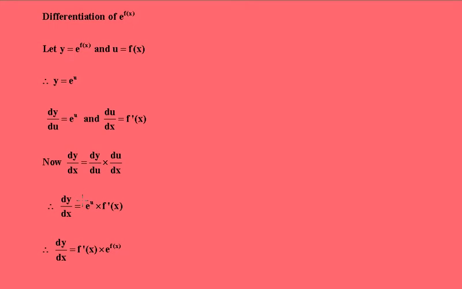All we have to do is replace that dy du with e to the u, which we've worked out here, and of course our du dx is f dash x. Now u is, of course, f of x, so we can replace u with f of x, and we have the very important rule that the derivative is f dash x times e to the function x. Now just to give an example of one of those, we had y equals e to the x squared.